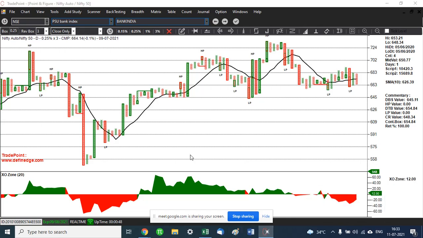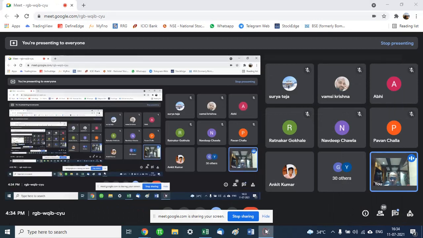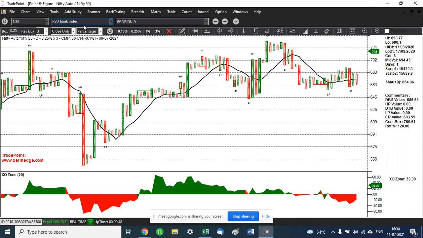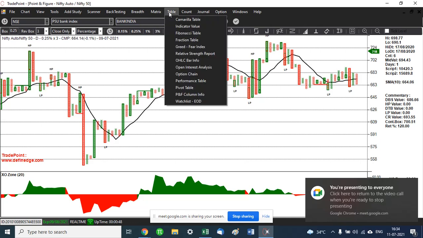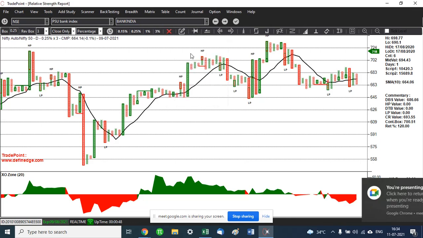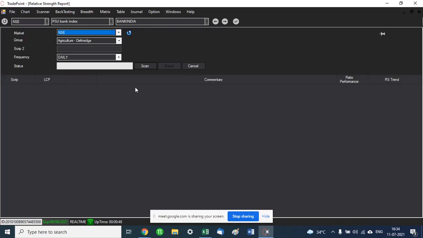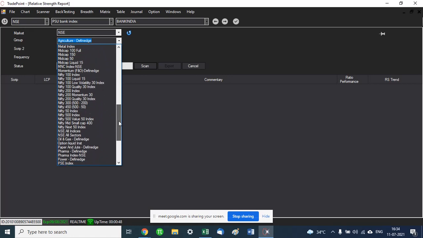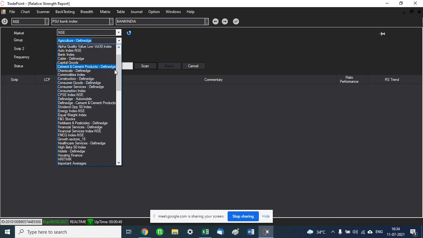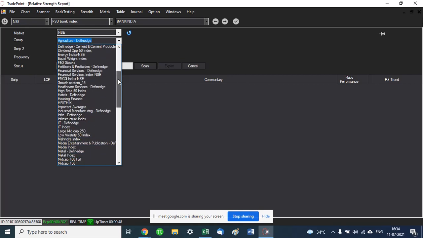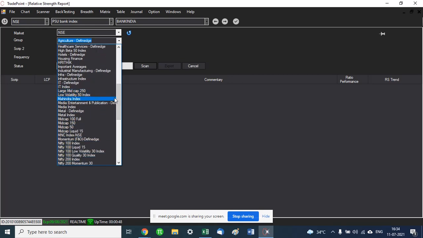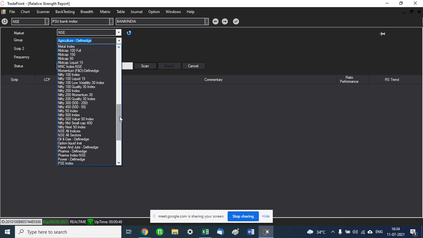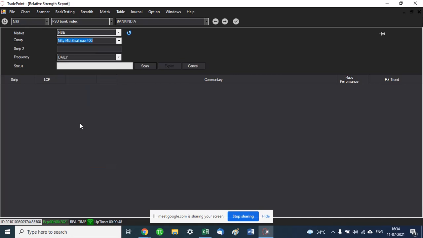Another useful feature of TradePoint which I want to show you today is if you come to table, there's something called a relative strength report. You click on this. Now let's say I'm interested in mid caps, small and mid caps. You have all these groups over here which you can use, FNO stocks, NSE 500 and all that. So let's say we select Nifty mid and small cap 400.